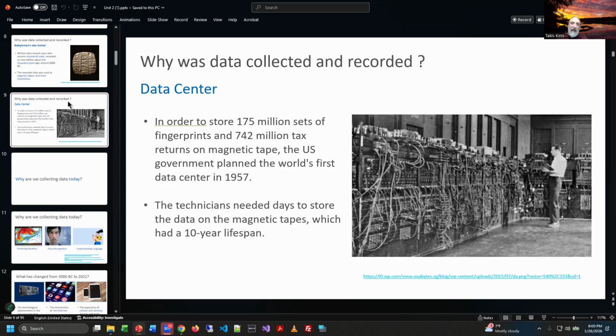And when we say magnetic tape, it's not like a cassette tape. It was literally like a big reel-to-reel tape, about a half inch or an inch thick. And they'd store the data on the tape, and then they'd take those tapes and put them in a library of tapes. And it took days to put the information on the tape because the equipment was really slow back then. And then once they got it onto the tape, it only had a 10-year lifespan.